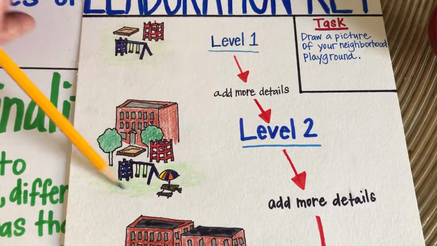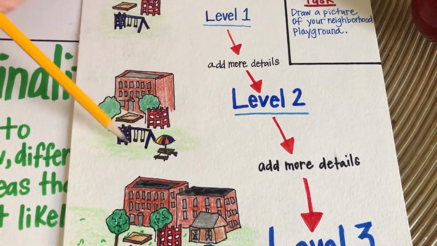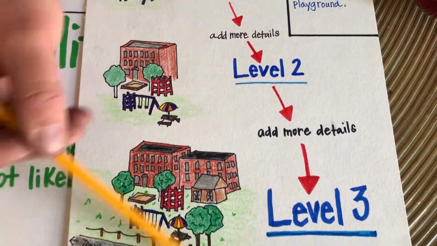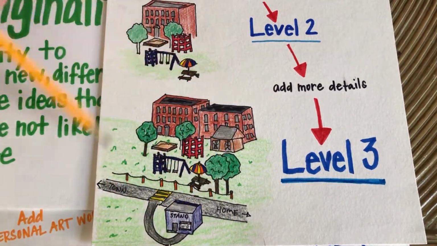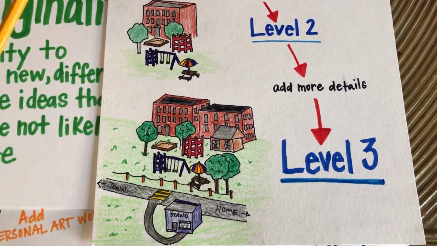Adding more details for a level 2. You see we've added a picnic bench and some other things, but this is really what you're looking for, a level 3 elaborator here, adding more details to get something more like this, much more detailed than the first example.